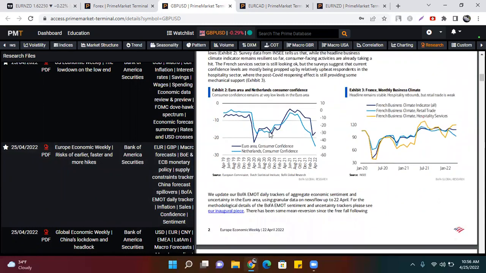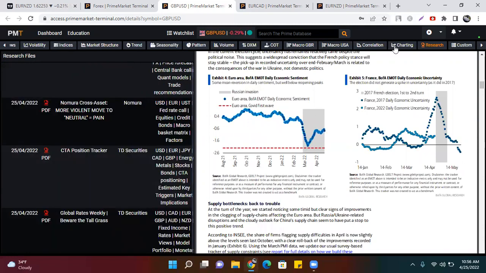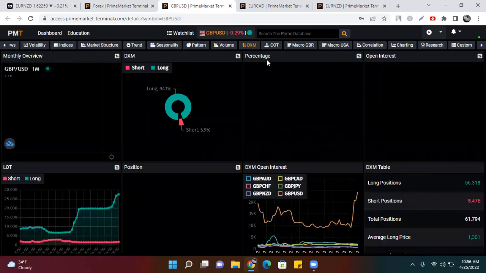A lot of things are going into this, and you have to read and understand the fundamental side of things too, because fundamentals really move the market. So that being said, that's how you use COT flip data. Pretty easy.